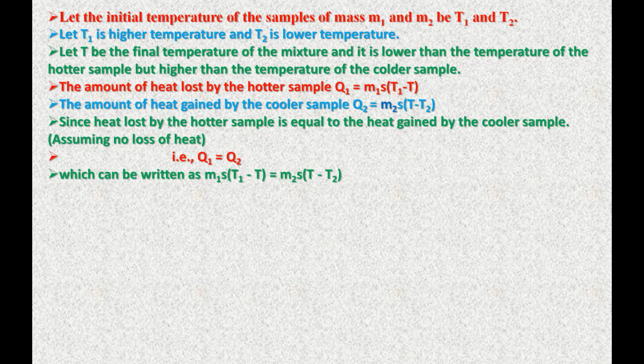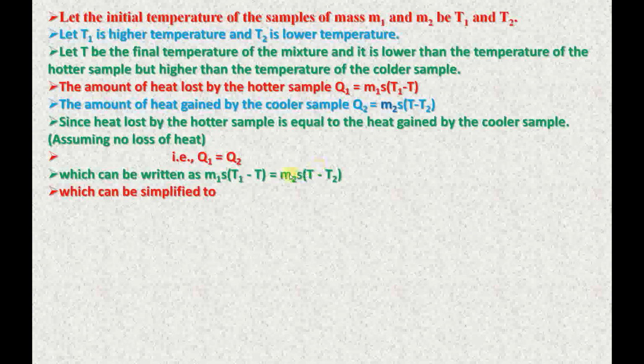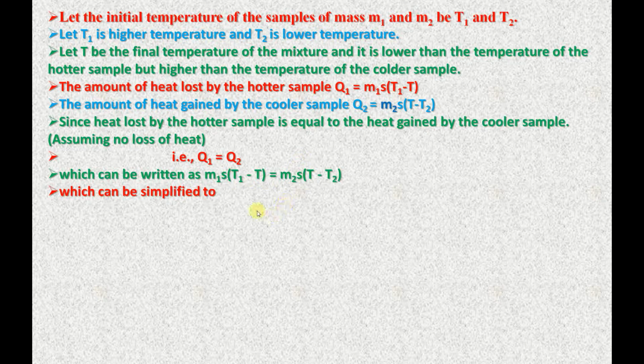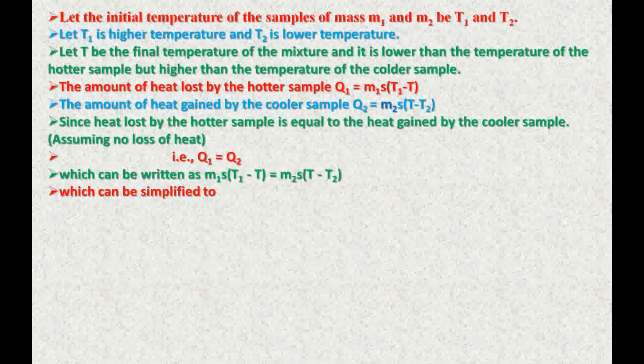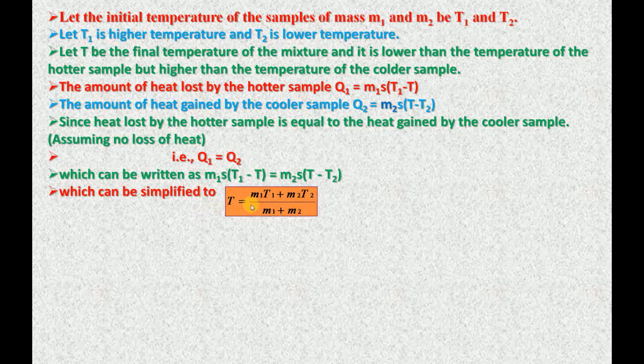Now we can simplify this equation. On both sides S is the same quantity, so we cancel it. M1 T1 minus M1 T equal to M2 T minus M2 T2. Now we can write the equation for T very simply. We can simplify the equation into T equal to (M1 T1 plus M2 T2) by (M1 plus M2). This is the resultant temperature from this equation: T equal to (M1 T1 plus M2 T2) by (M1 plus M2). So this is the equation for the resultant temperature of the mixture.